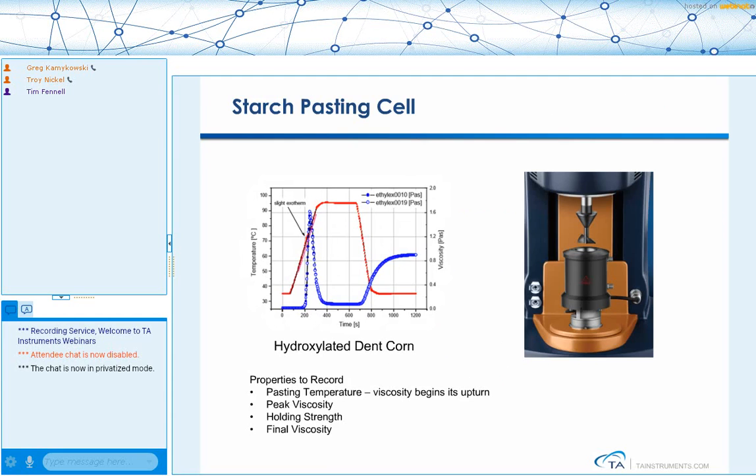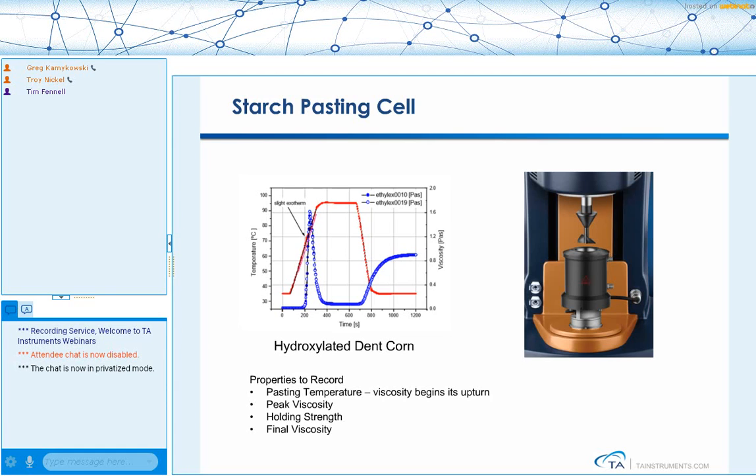Let's talk about some special applications with some different geometries. So one of the tools that we have to measure starch is the starch pasting cell. And to characterize starches, there is an established method where you start mixing the material at room temperature, then you do a fairly rapid temperature ramp, you hold it, then you go down in temperature, and then you hold it there. All the while you are rotating at about 160 RPMs.